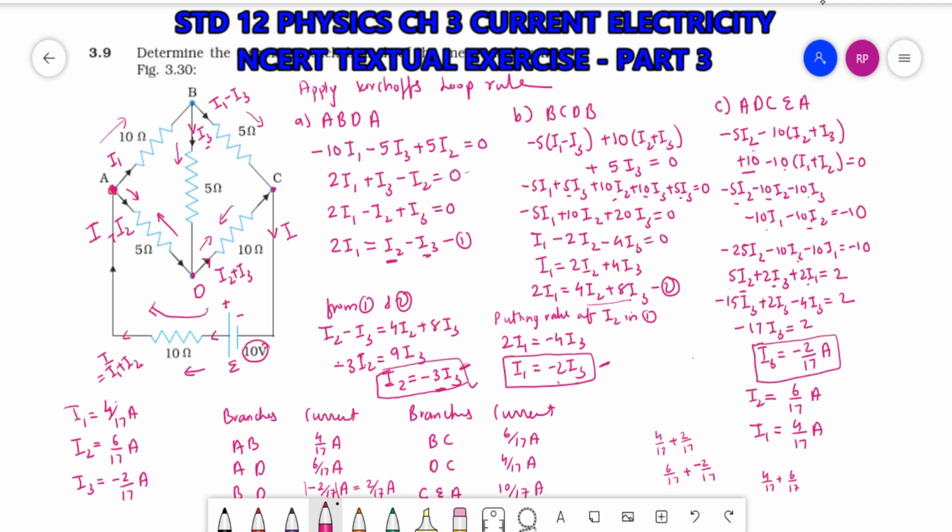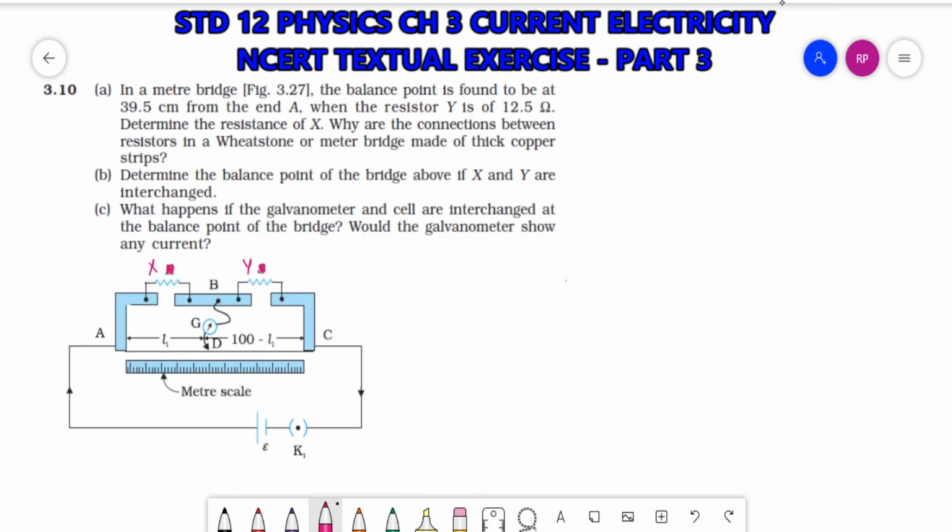Now let's move to the next, that is 3.10. Question 3.10. In a meter bridge, the balance point is found to be at 39.5 centimeter. So in this question I can write down that L1 is equal to 39.5 centimeter, when the resistor Y is of 12.5 ohm. Y is a standard resistance, that is equal to 12.5 ohm. Determine the resistance of X.